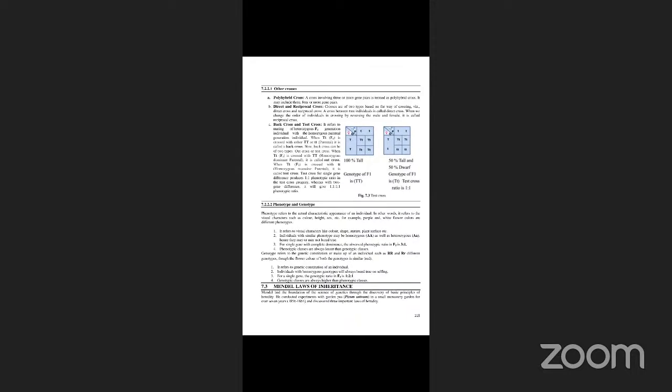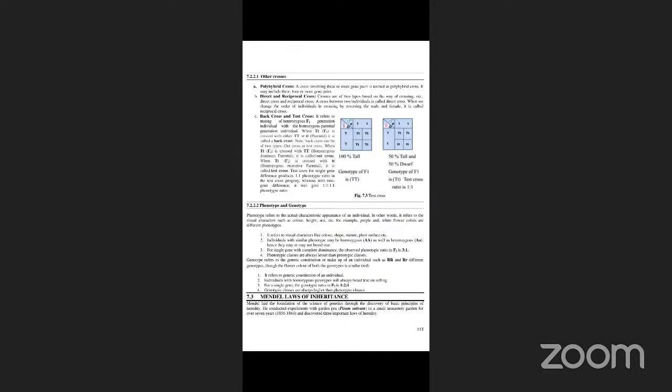Now, other than monohybrid and dihybrid crosses, there are some other crosses as well, so we will also discuss them. Another type of cross is the polyhybrid cross. A polyhybrid cross is nothing but a cross involving three or more gene pairs.